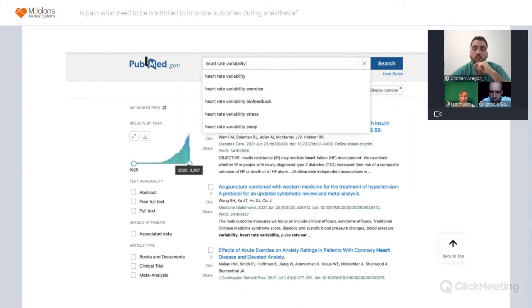Now we're going to see how heart rate variability is used nowadays as a tool to measure physiological reserve and fragility. Heart rate variability is a physiological phenomenon that has been known for a long time. As is shown here, it has been widely studied, especially in exercise, sleep, stress, or biofeedback. For example, last year in 2020, there were more than 3,000 papers regarding this concept.